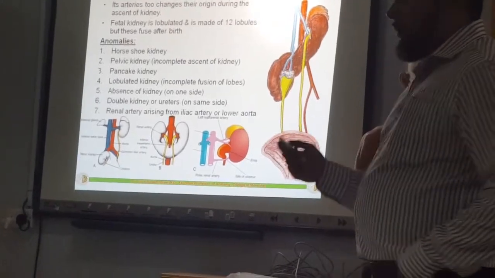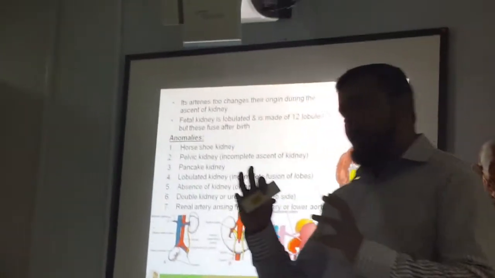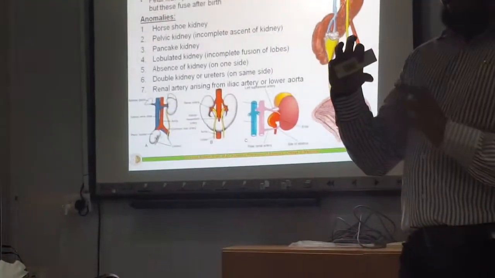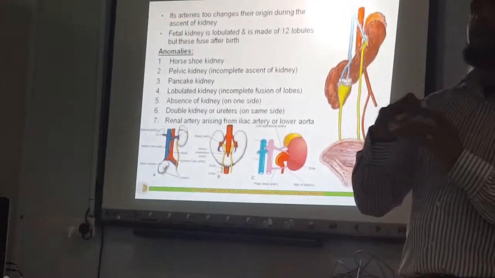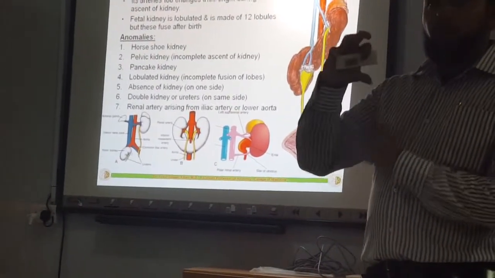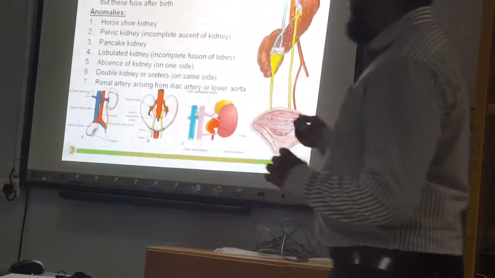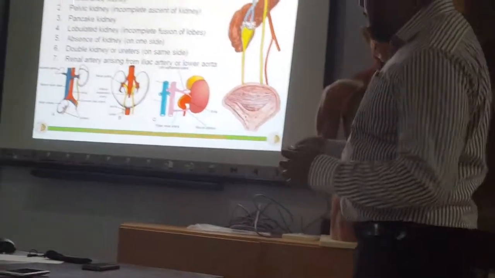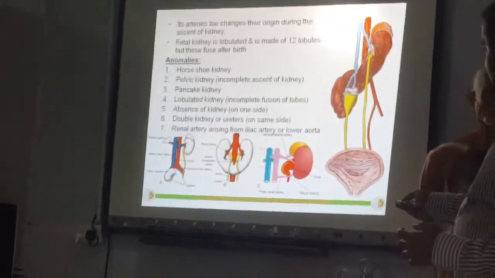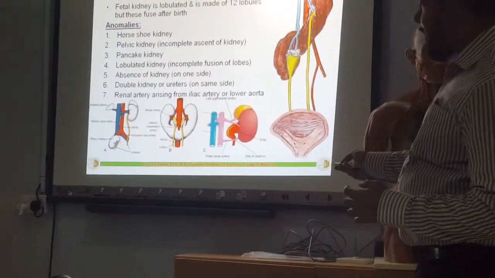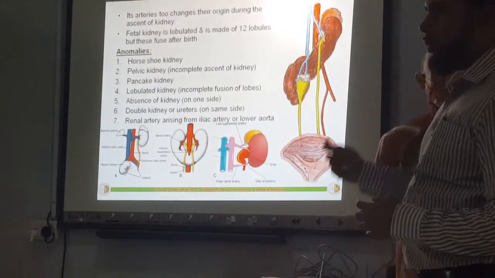As I said, the kidney is also lobulated during development, but later it fuses. Sometimes it doesn't fuse, so there might be multiple kidneys. Sometimes they fuse in an abnormal fashion. Both the lower poles of the kidney have fused together. This is called the horseshoe kidney.